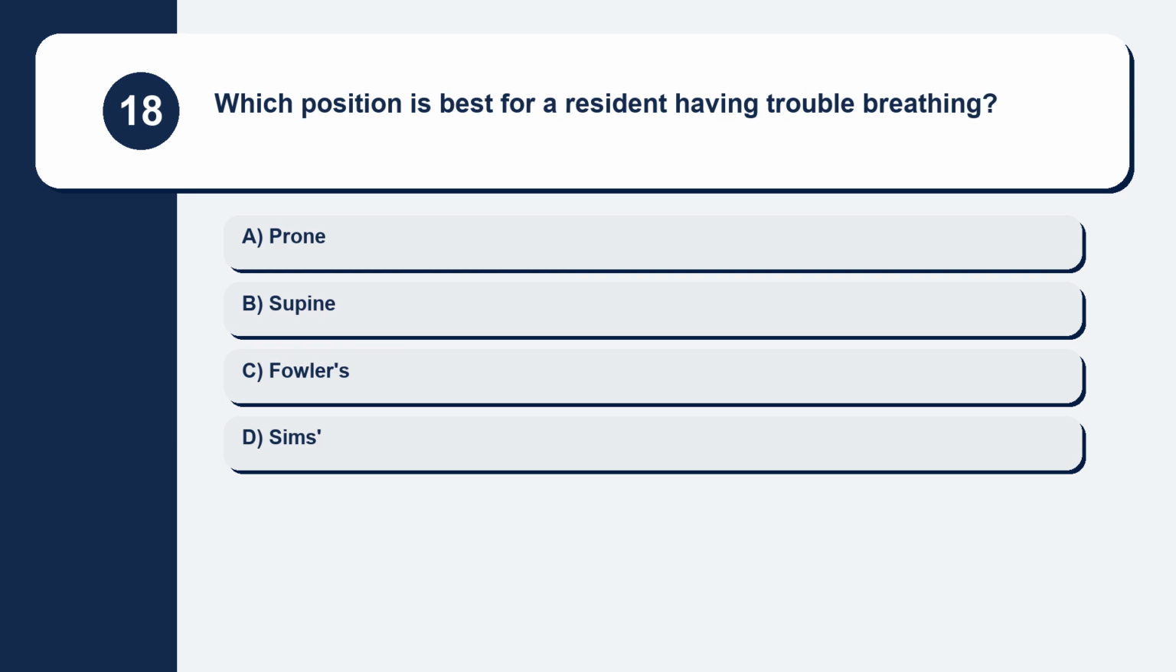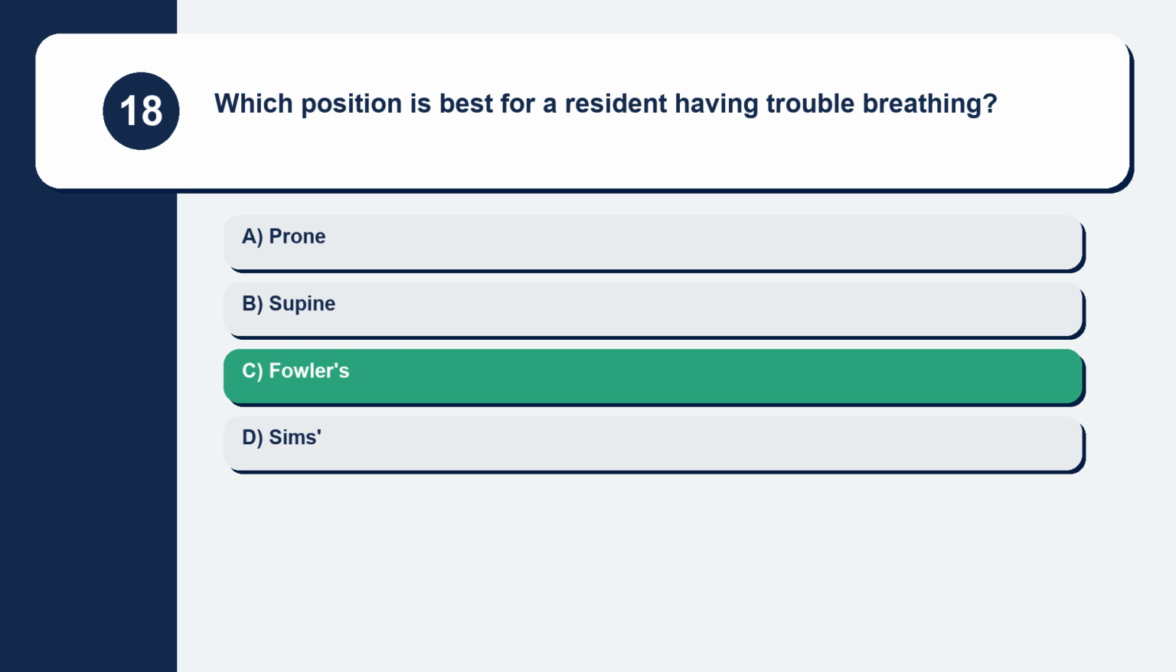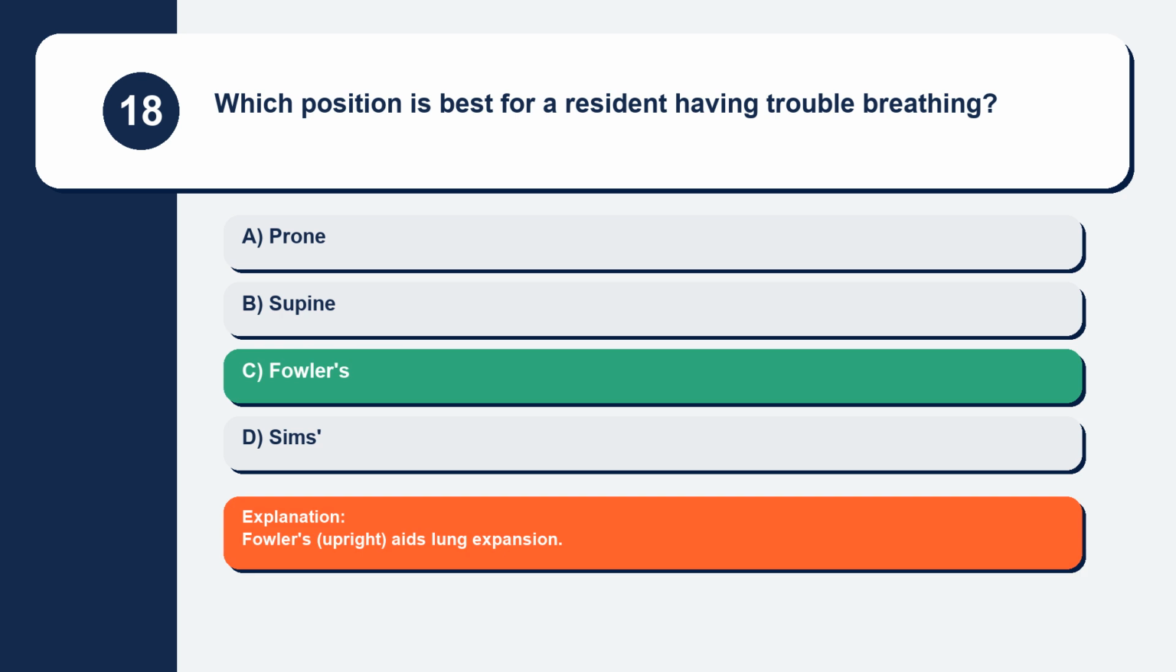Question 18. Which position is best for a resident having trouble breathing? Prone, supine, Fowler's, Sims. Fowler's, upright, aids lung expansion.